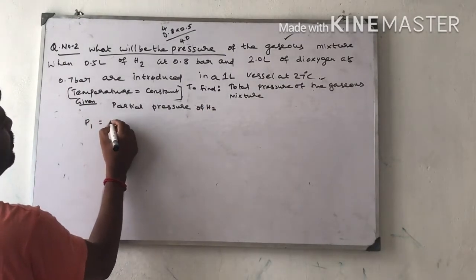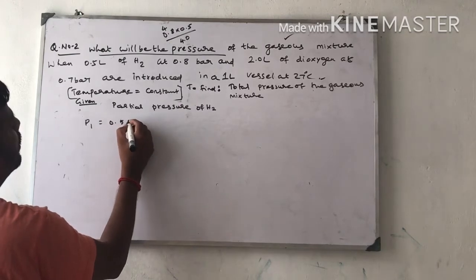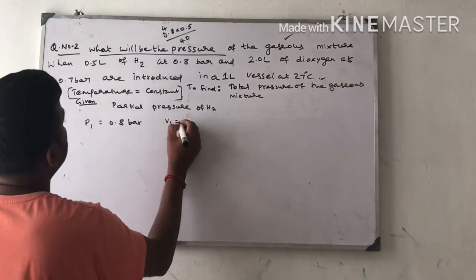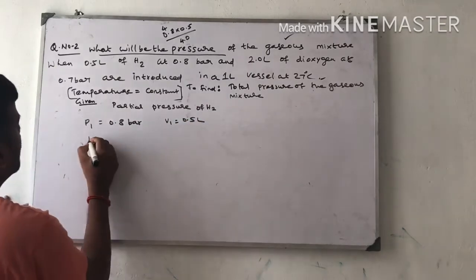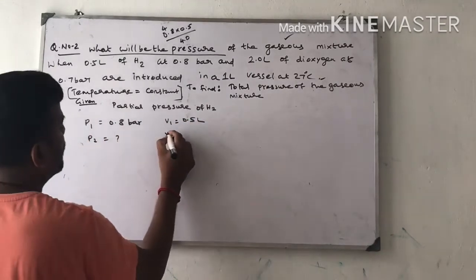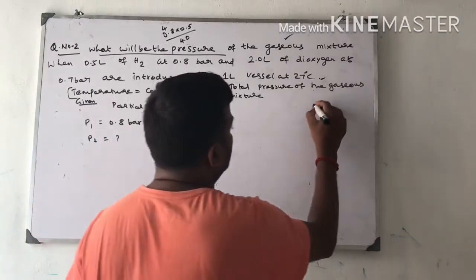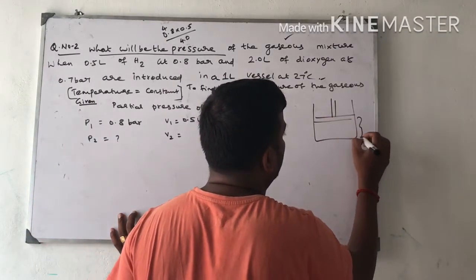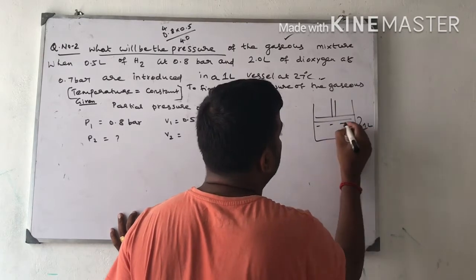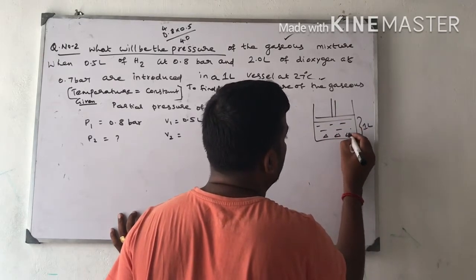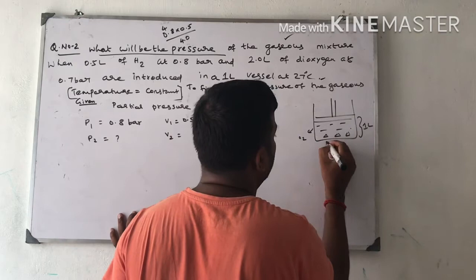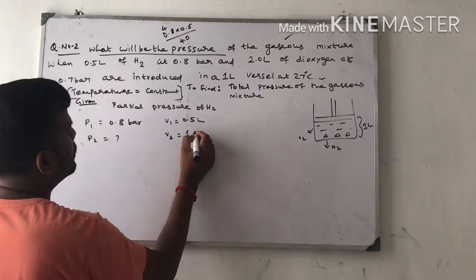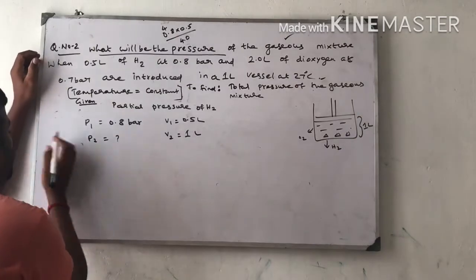P1 is equal to 0.8 bar. V1 is equal to 0.5 liter. P2 we want to find. V2 is the volume of the container, 1 liter. The cylinder carries 1 liter. This is O2 and this is H2 mixture. So the cylinder volume, 1 liter, is called V2.